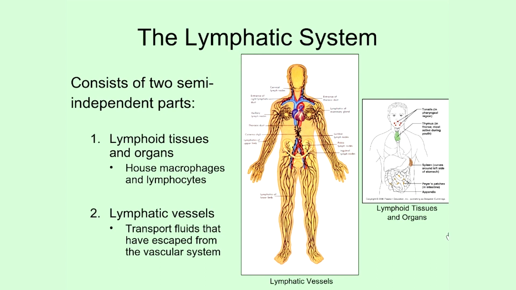It's got this function that's helping the cardiovascular system to work, in the case of the lymphatic vessels that are picking up the lymph, the fluids and the proteins that are leaked from the cardiovascular system. But it also plays a role in immunity as well through these lymphoid tissues and organs that we have spread throughout the body.